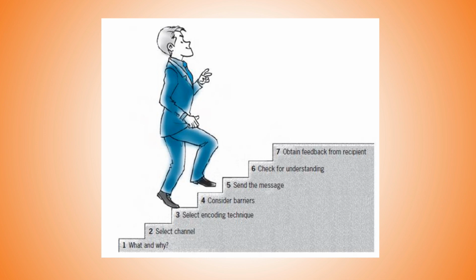So these 7 steps are: what and why about the communication; how, that is selecting the channel; another how, selecting the encoding technique; consider barriers; send the message; check for understanding; and receive feedback from the recipient. We will be delving into more detail with these 7 stages.